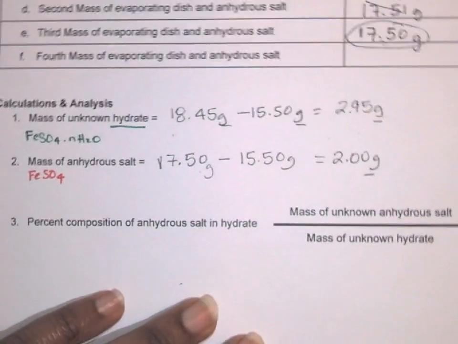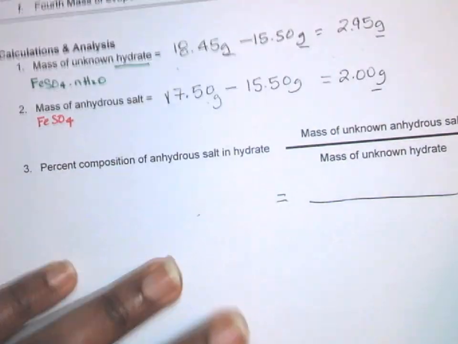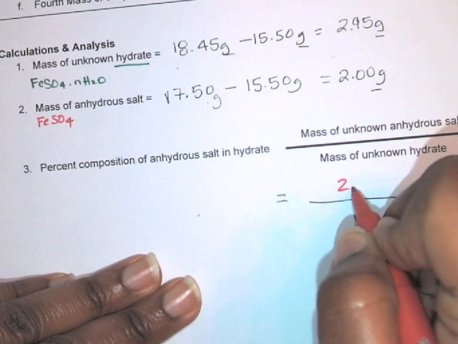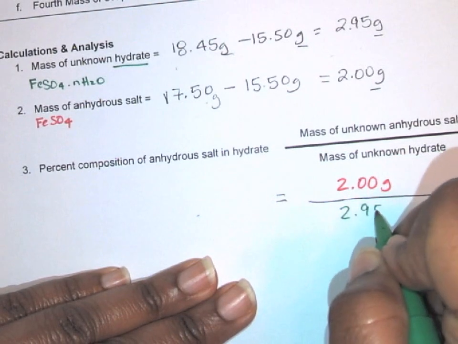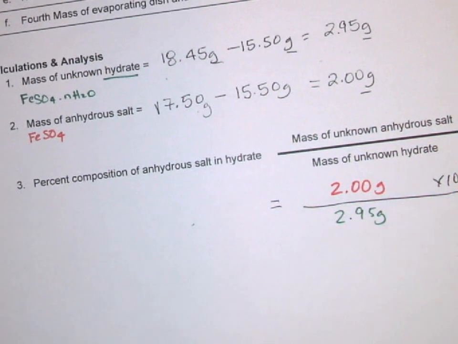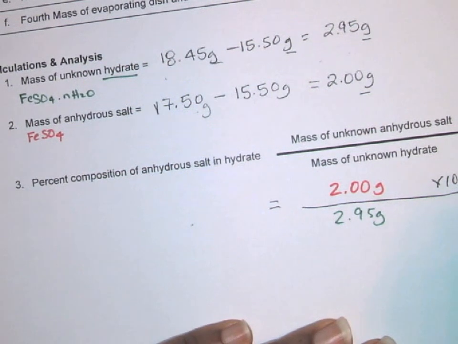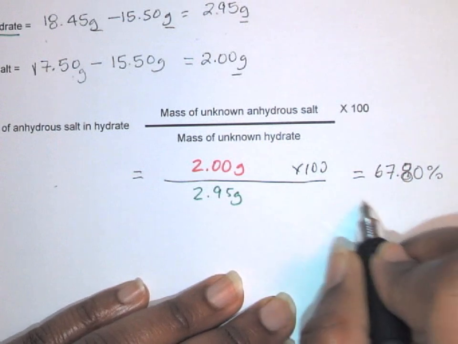All right, so let's plug that in. This is going to equal the mass of my anhydrous salt, 2.00 grams, divided by the mass of my hydrate, my whole, 2.95 grams, times 100, and I get 67.80%. I'm doing 2 sig figs here, so I'm just rounding it off to 2 sig figs. Okay, so this is the value I get when I do that math.